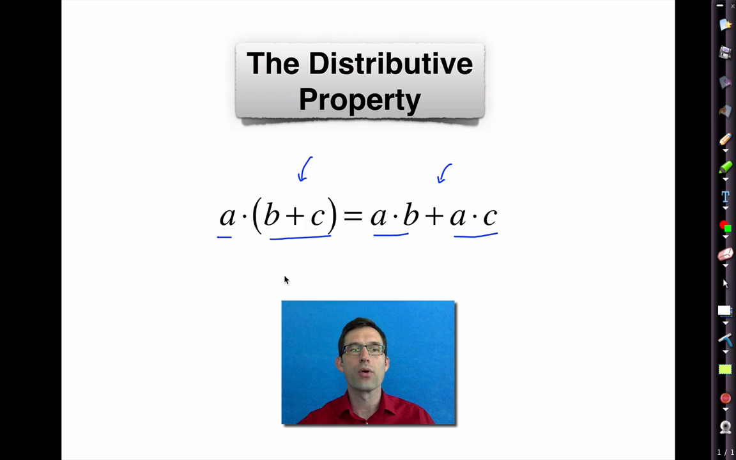So normal order of operations would insist that we add these two numbers together first because they're in the parentheses, all right, and then multiply. The distributive property says we can do the multiplication first, then add each component part. All right, so let's take a look at how that works numerically.